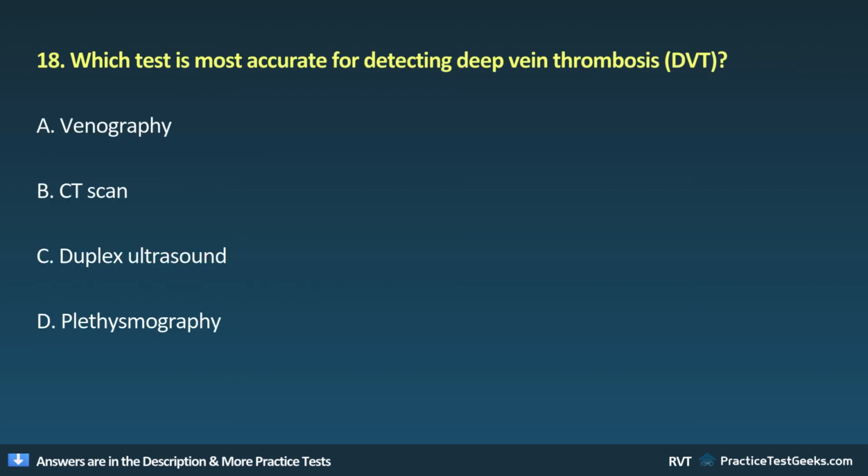18. Which test is most accurate for detecting deep vein thrombosis, DVT? A. Venography. B. CT scan. C. Duplex ultrasound. D. Plethysmography.